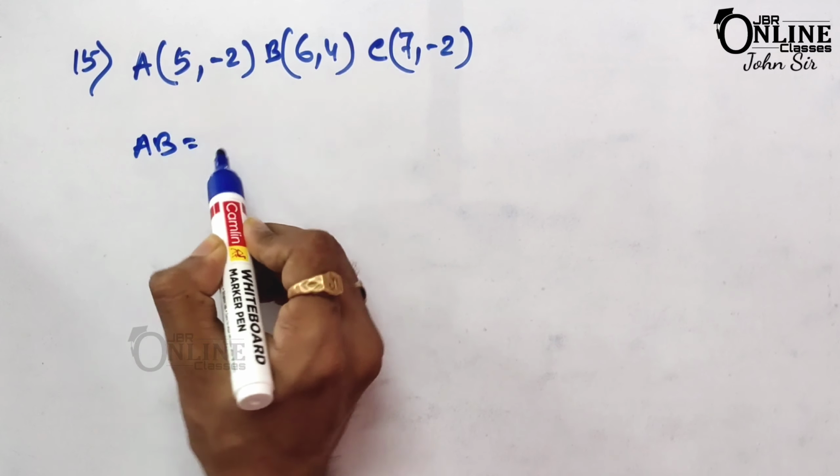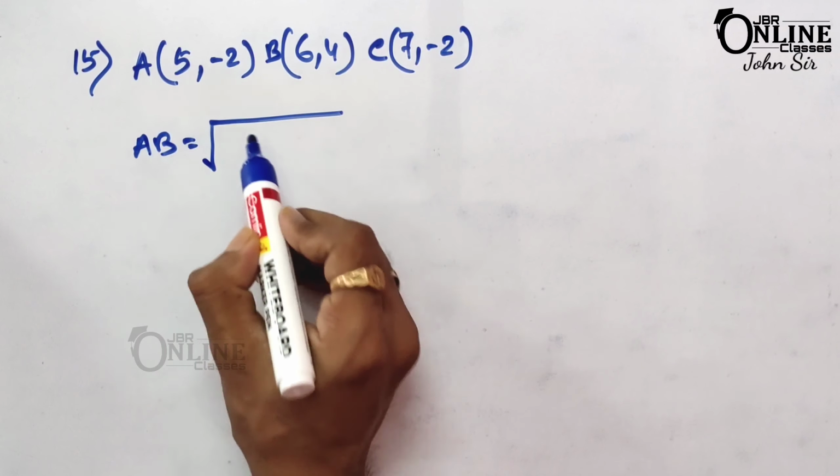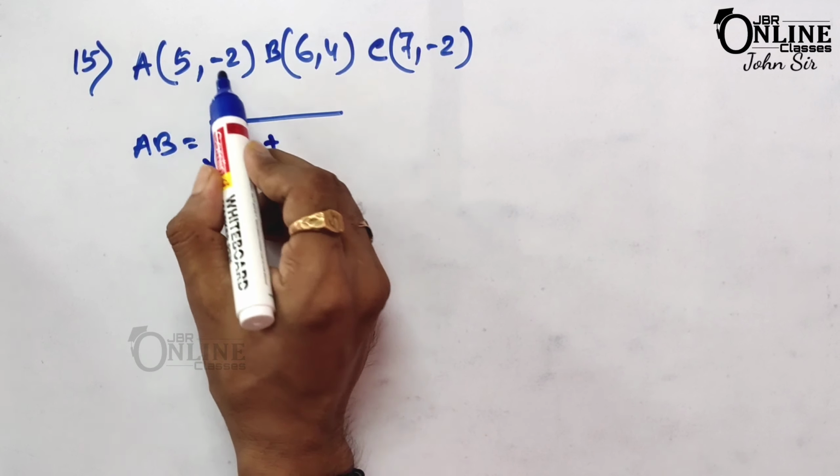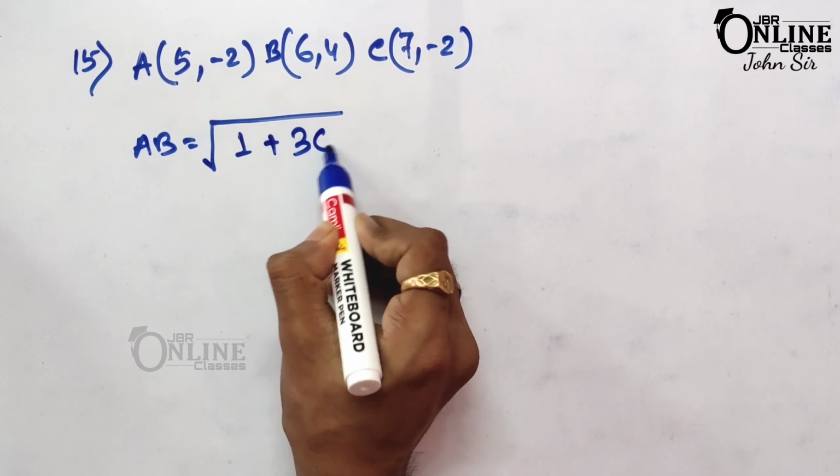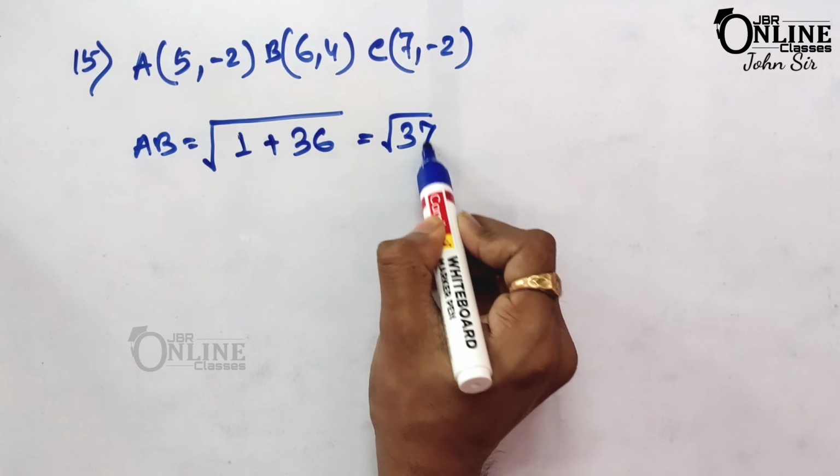So here AB equal to 6 minus 5, that means 1 square. Then 4 minus, here also minus, so it will be plus. So 4 plus 2, 6, that means 36. So it will be root 37.